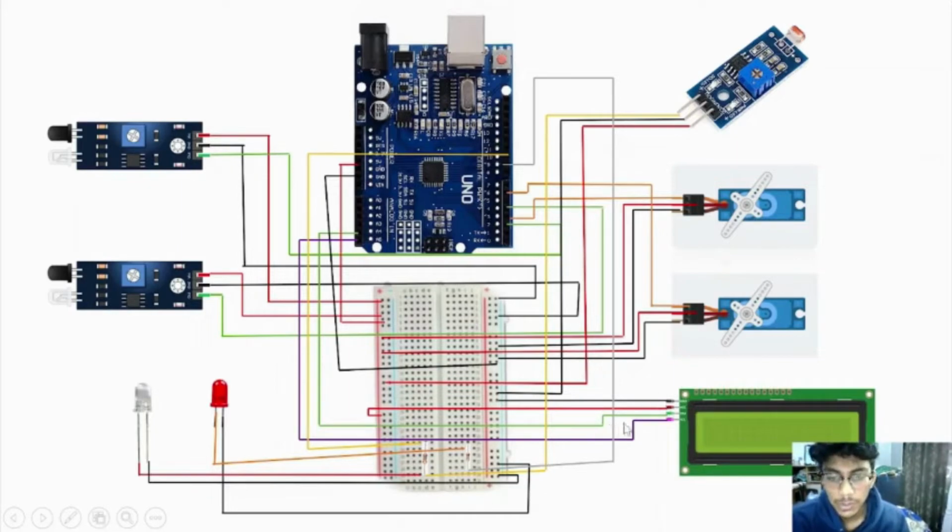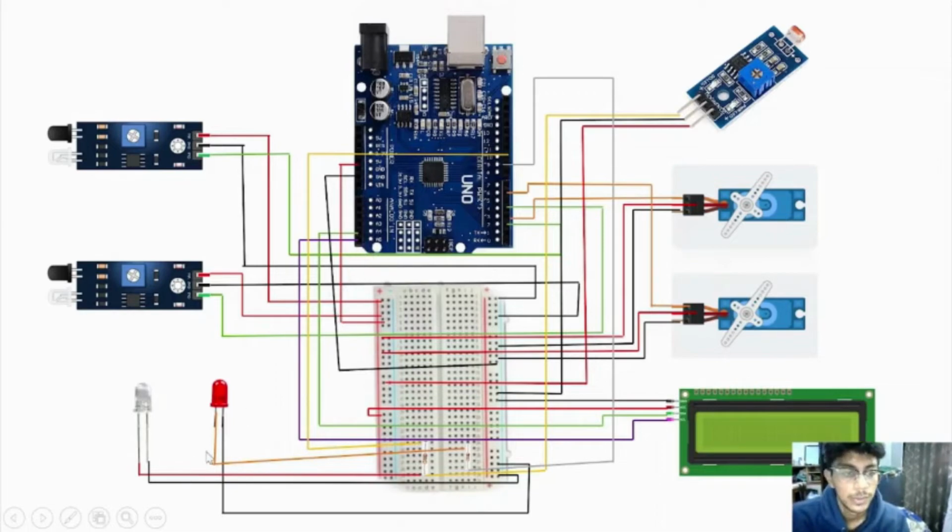For the LCD, the ground will connect to the negative, the VCC will connect to the positive, the SDA will connect to pin A4, and the SCL will connect to pin A5.